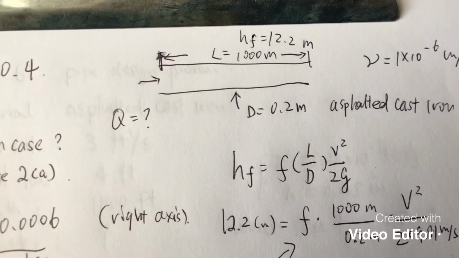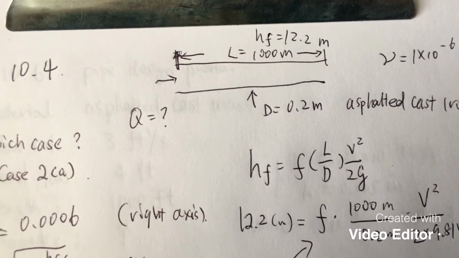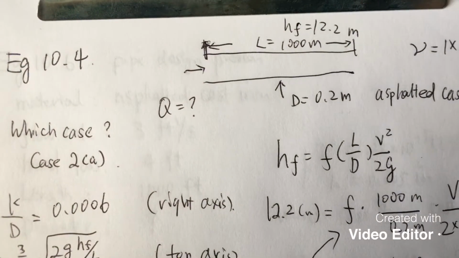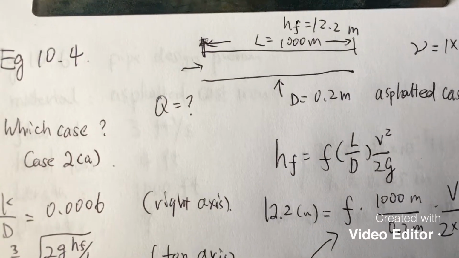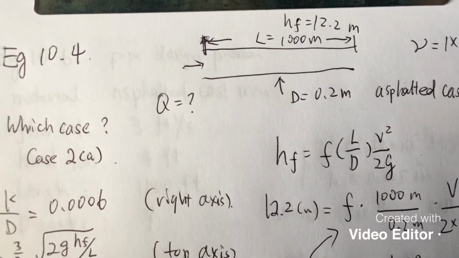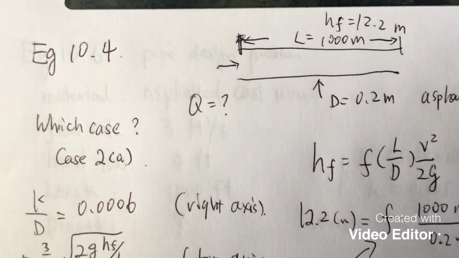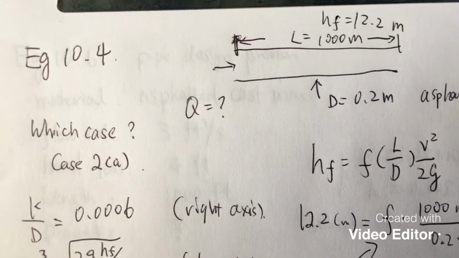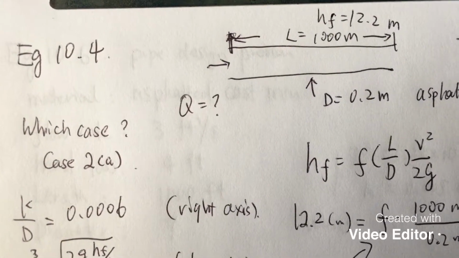So the material is also asphalted cast iron. So what is the flow rate? To calculate the flow rate, very practical problem actually, right? So what do we do? What's the first step? Which case is this? This dictates our procedure, right?